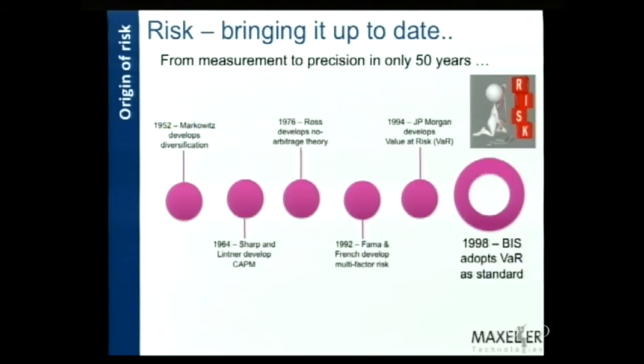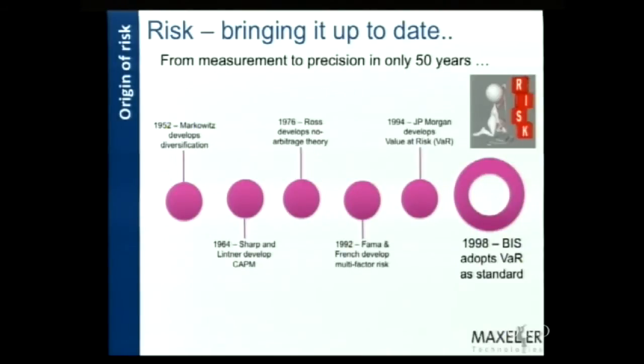And in 1976, Ross developed the no-arbitrage theory, and we were off to the races. The idea was that you could replicate any risky security by a combination of a risky and a riskless security, and it was always possible to price things on a no-arbitrage basis. 1992, Fama and French pushed that into the multi-factor area, and they started thinking about risk across multiple factors. And then in 1994, and I don't claim this as a JP Morgan thing, but it is a recorded fact.